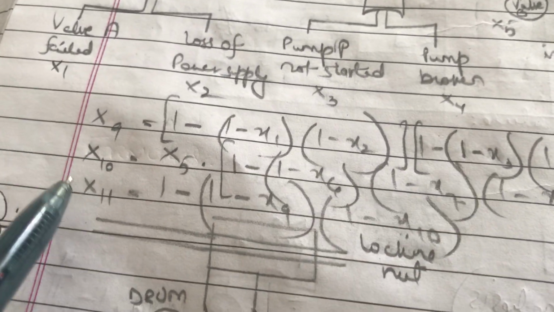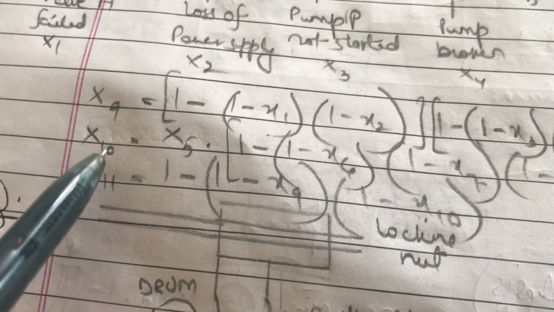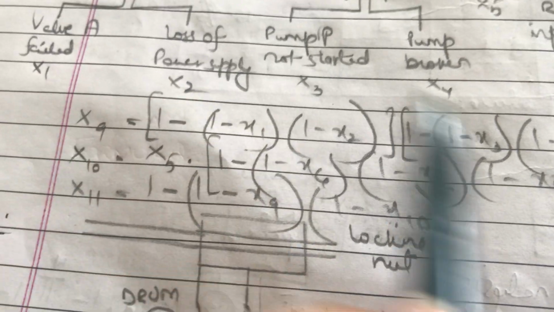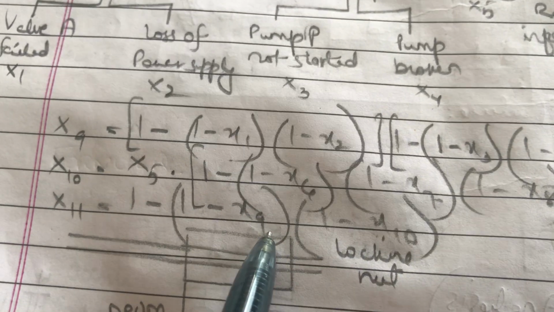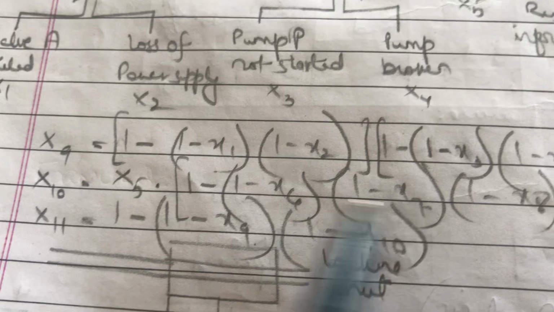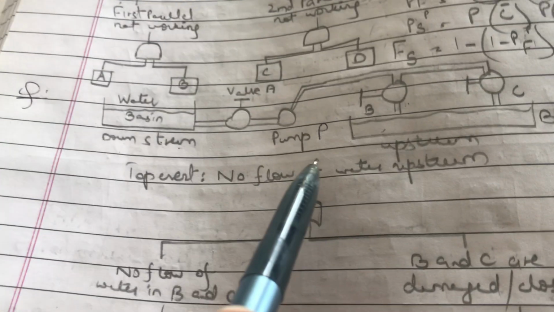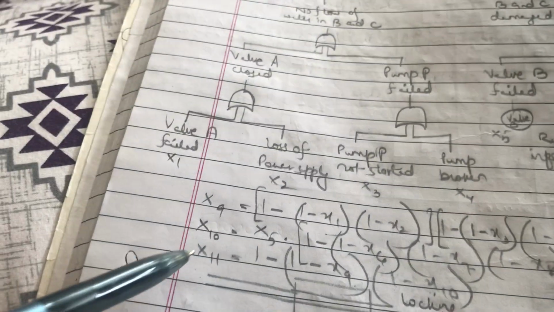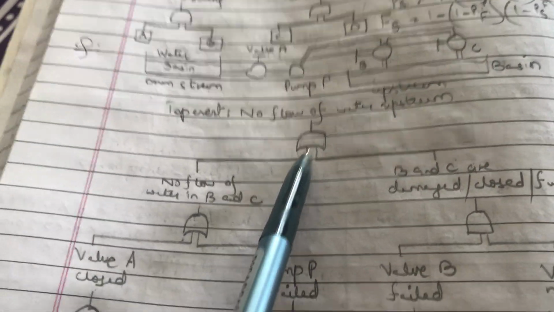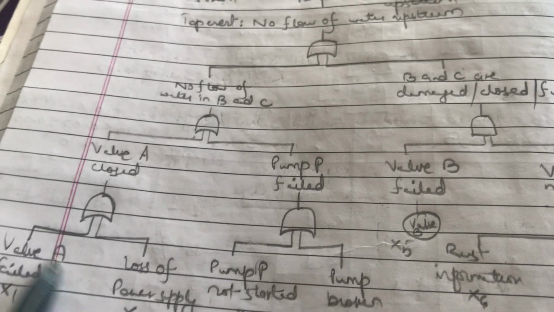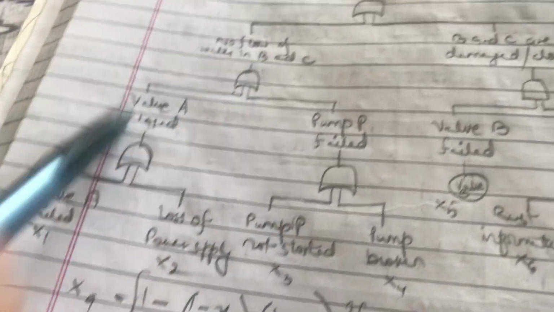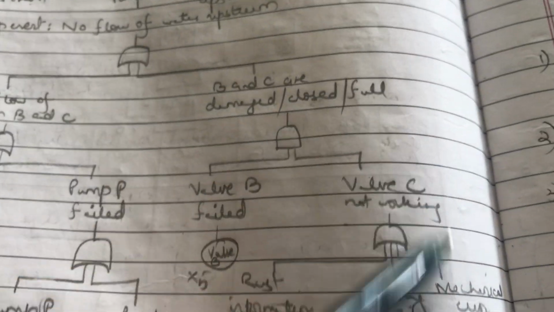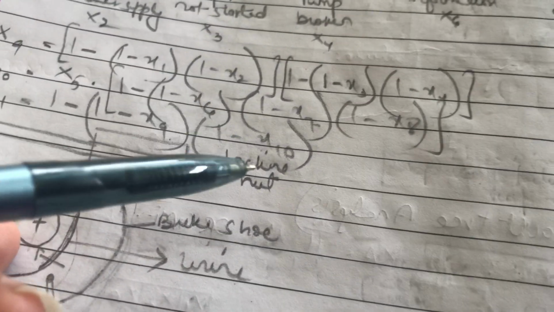And the last term we got is x11. That would be 1 minus the product of 1 minus x9 and 1 minus x10. Why did we write it this way? Because we wrote it at the last. We name it as x11, and this can be written as 1 minus all this: 1 minus x of 9 and 1 minus x of 10.